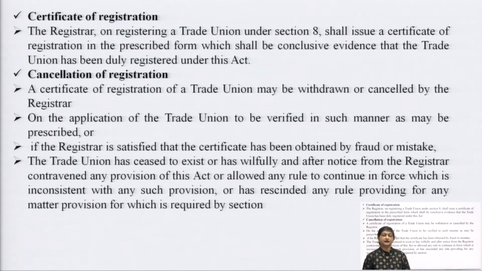The registrar, on registering a trade union under section 8, shall issue a certificate of registration in the prescribed form, which shall be conclusive evidence that the trade union has been duly registered under this Act. Basically, they have to have a certificate of registration to get certain privileges for the trade union, which we will discuss later on. Now comes the provision of cancellation of registration.